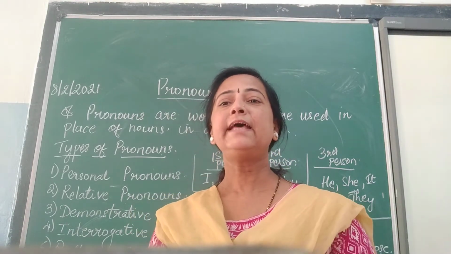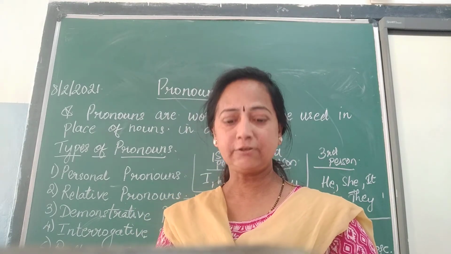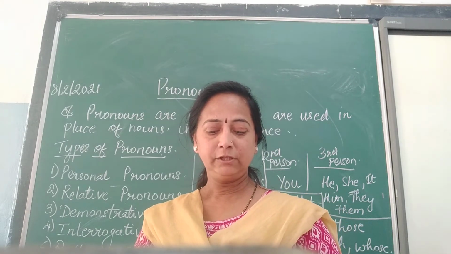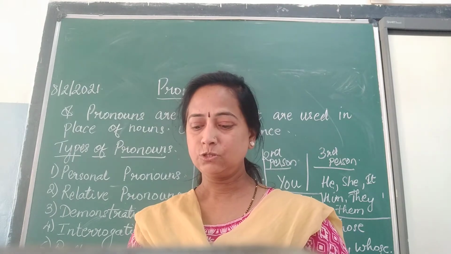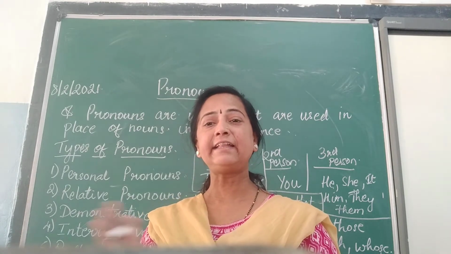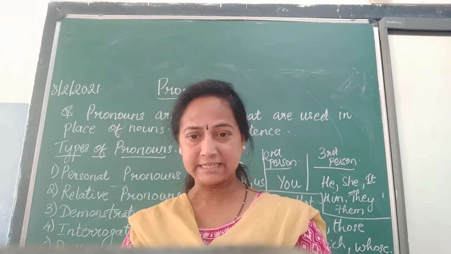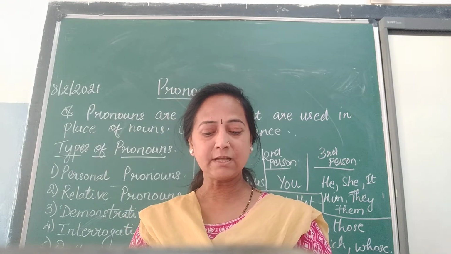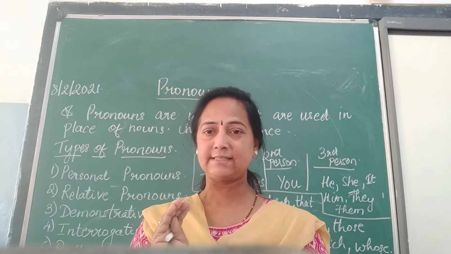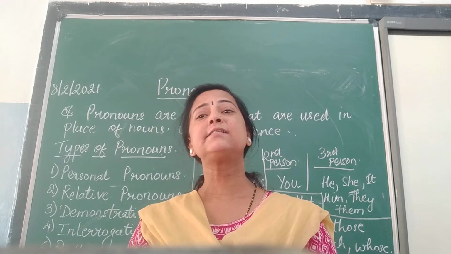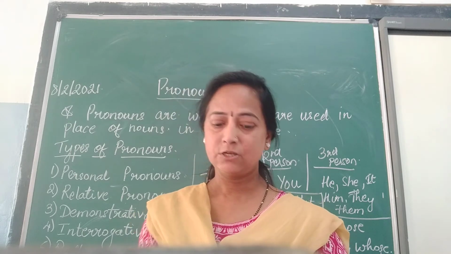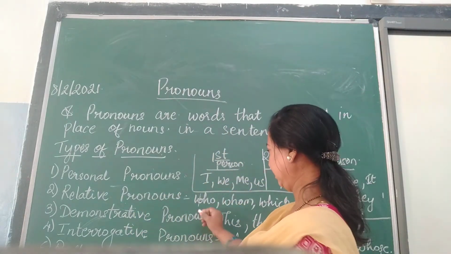Now coming to the next type of pronouns, that is the relative pronoun. They relate to those nouns which are used before them. They also join 2 sentences. They relate 2 sentences to each other. For example, this is the boy who always sings a song. You are relating 2 sentences. First sentence: this is the boy. What is the boy doing? Who always sings. So what is the relative pronoun here? Who.